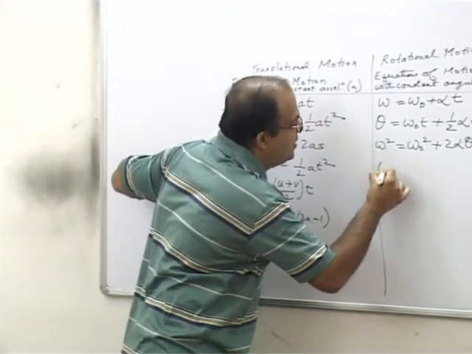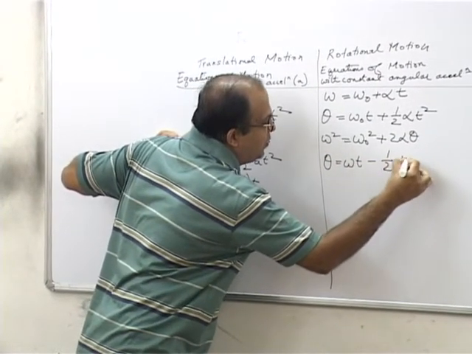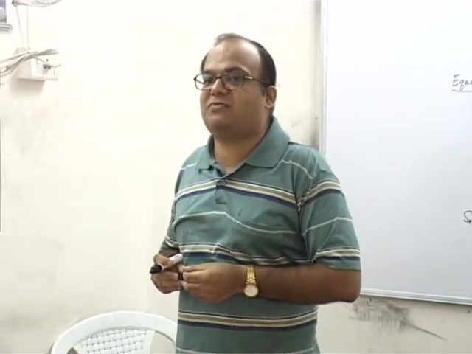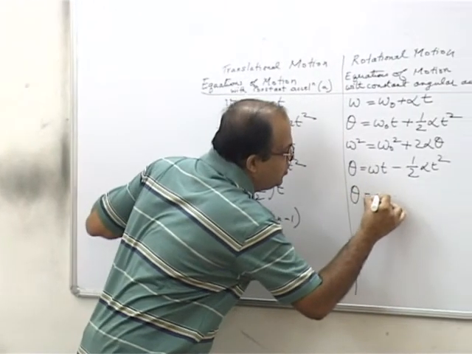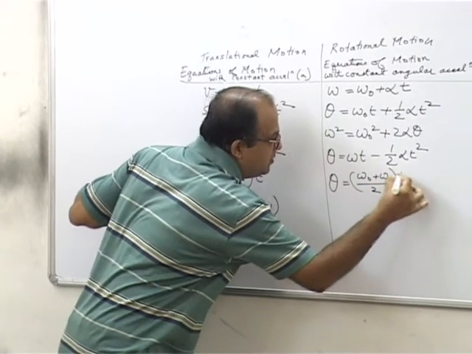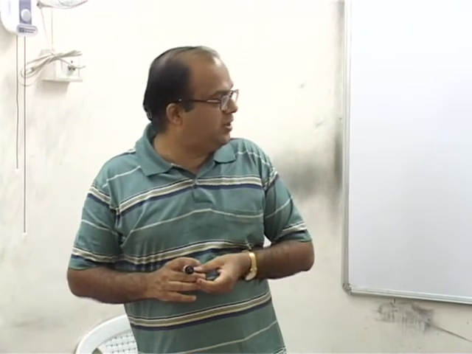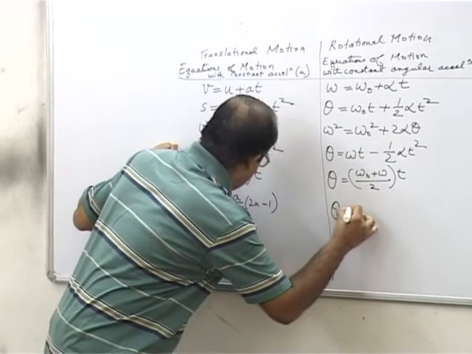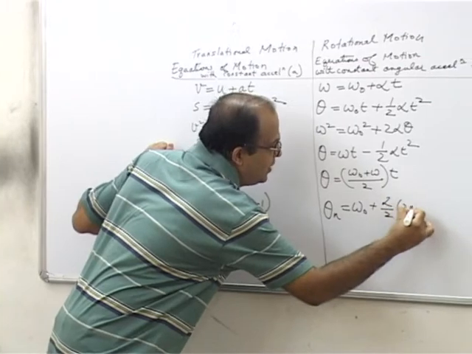Similarly, this equation will become theta equal to omega t minus half alpha t square. This equation becomes theta equal to omega naught plus omega by 2 into t. And this equation can be written as theta n equal to omega naught plus alpha by 2 into 2n minus 1.